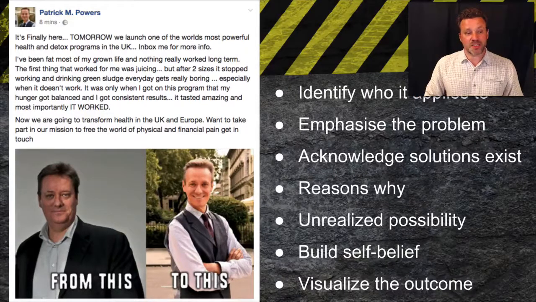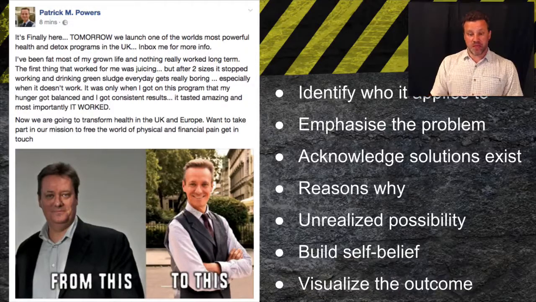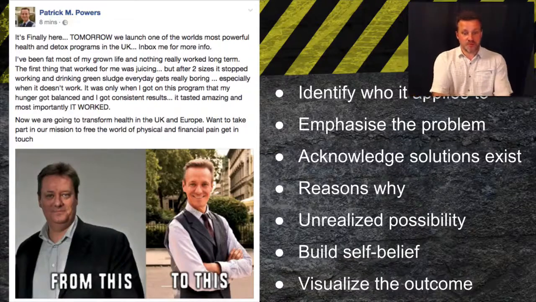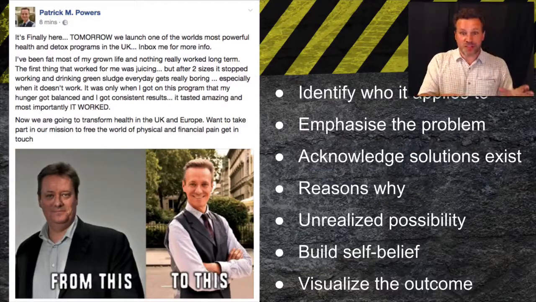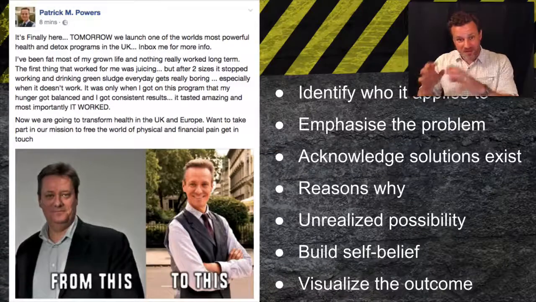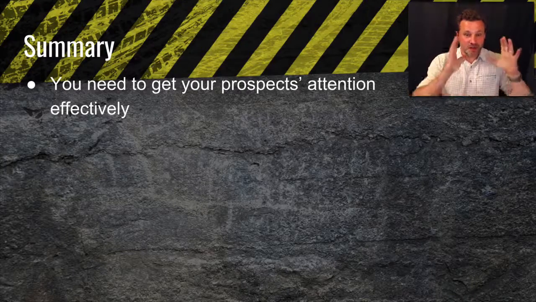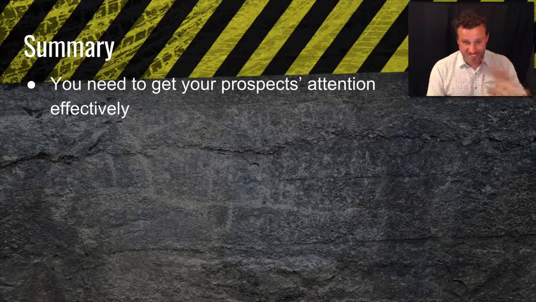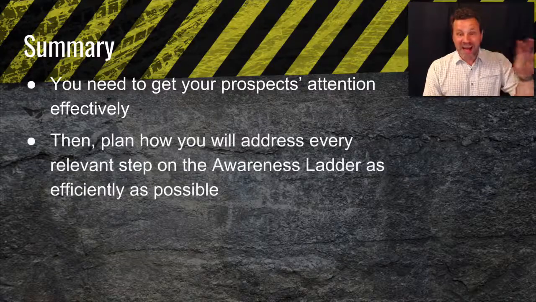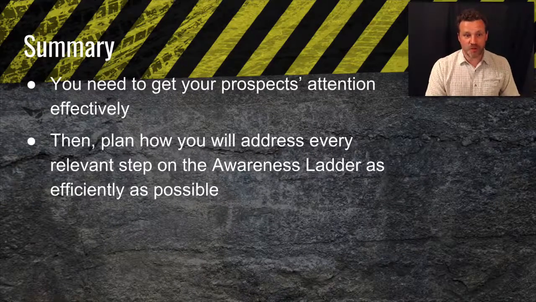The unrealized possibility: wow, you can lose this much weight and enjoy what you're eating, and it works consistently. Build self-belief: yes, he's got the social proof of the before and after picture. Visualize the outcome: he hasn't done that in this particular round, but you don't have to do absolutely everything in every case, because people can pretty much go there on their own to some degree. I think he's got a huge amount of value in just a few lines with one picture. That's a fantastic example of the first communication that can reach out to a person. Really good job.